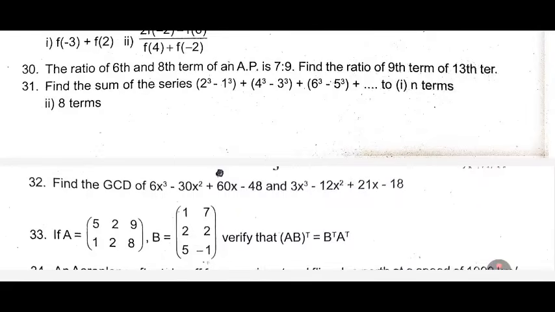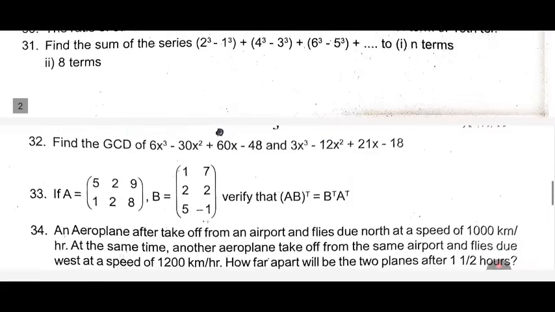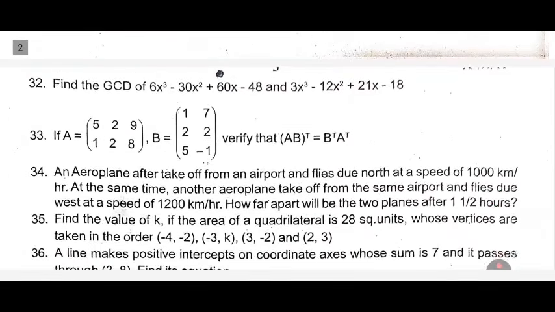2 cube minus 1 cube plus 4 cube minus 3 cube plus 6 cube minus 5 cube plus 2 up to n terms, 8 terms. Find the 8th term.